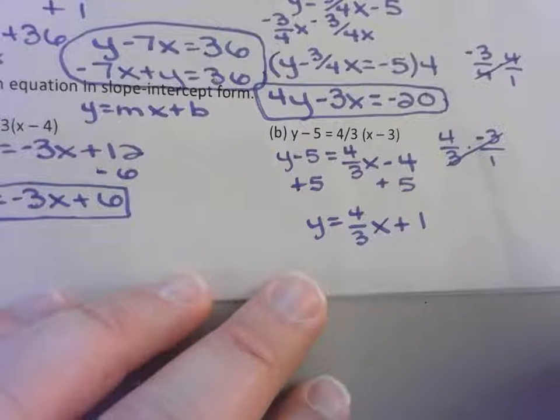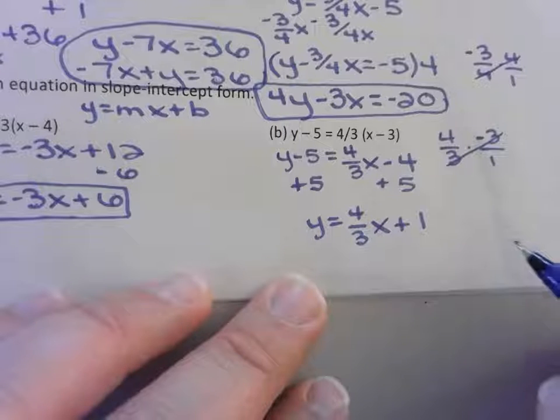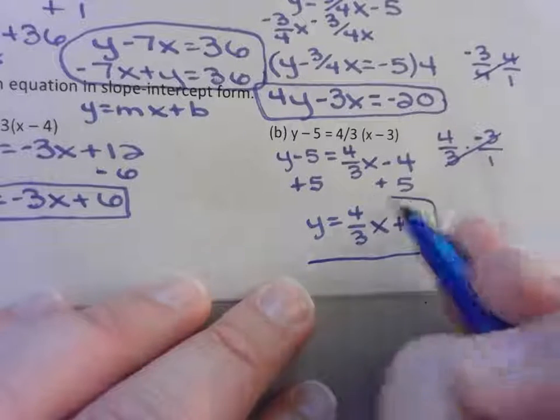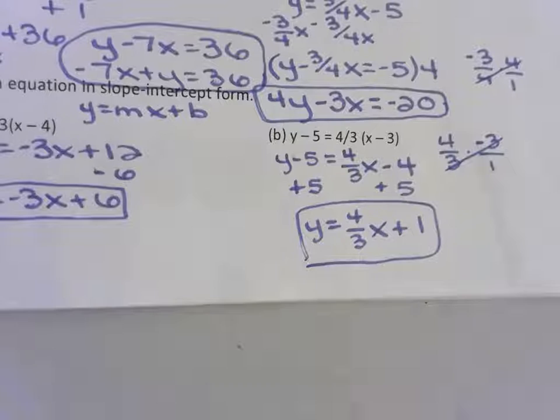Yes. I have a fraction. Am I allowed to have fractions in slope-intercept form? Yeah, rise over run. Standard form, no fractions. Slope-intercept form, that's fine. Okay, any questions? Can we do this? Yes, I think we can.